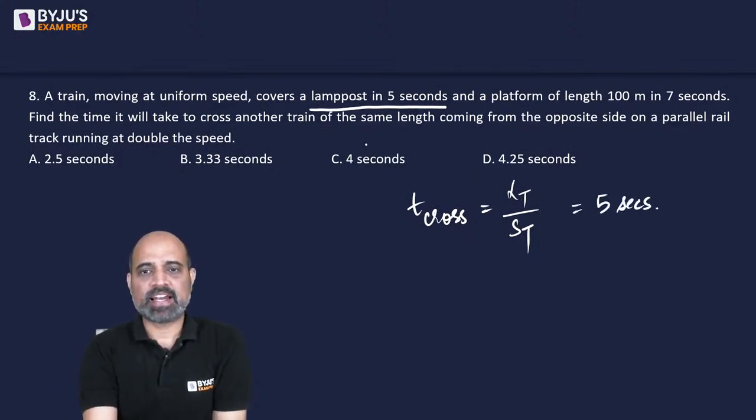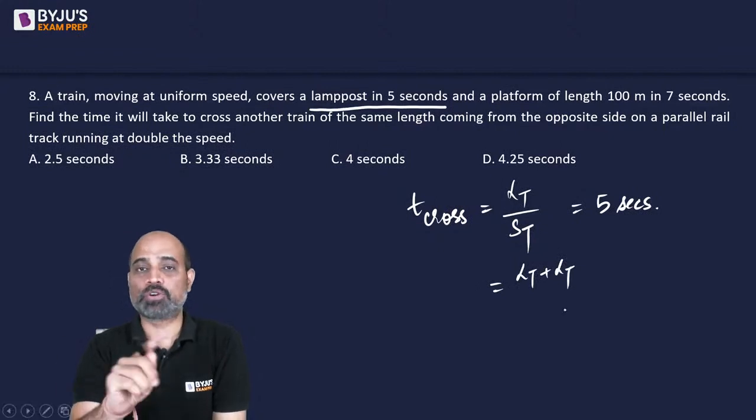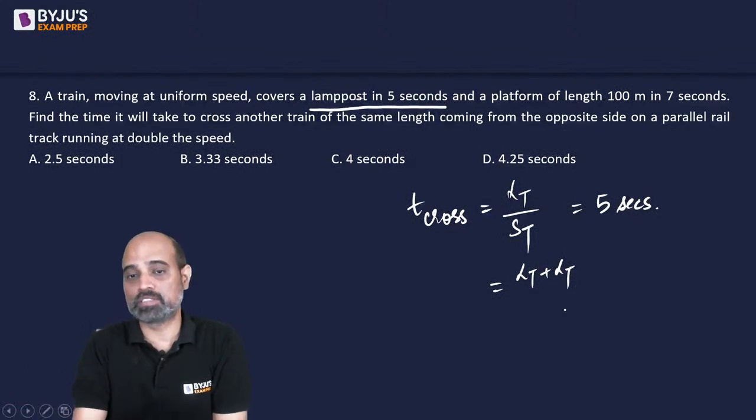Now it says that you need another train of the same length. So instead of LT only, now the trains will have to cross each other. So दोनों का length add होगा. That's now the new distance.